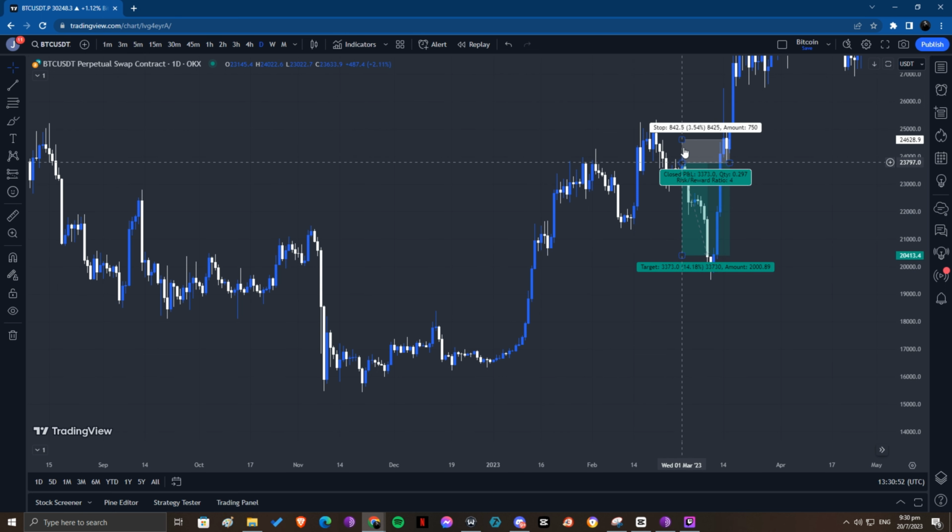A 1 to 4 is actually a very good trade, but in reality, trading is not that perfect. Sometimes we might have very bad entries. Regardless, 1 to 3, 1 to 2 is beautiful. This trade would have worked very well.